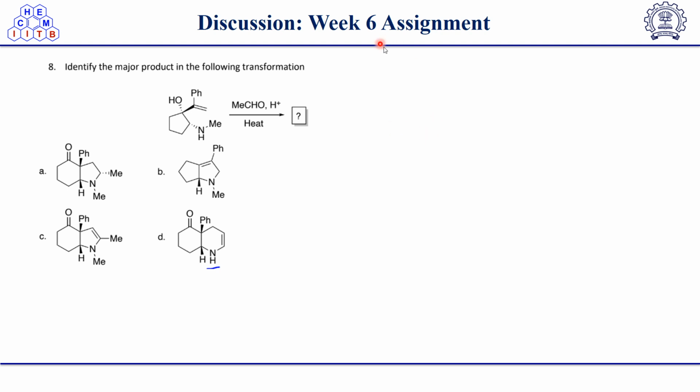So here also, what is happening first with this acetaldehyde, this iminium ion will be forming, and on that iminium ion, this double bond will attack, and here one carbocation will be generated. To that, this bond will get migrated to form a six membered ring. So it is a kind of ring expansion reaction, and the major product will be option A. This will be the major product.